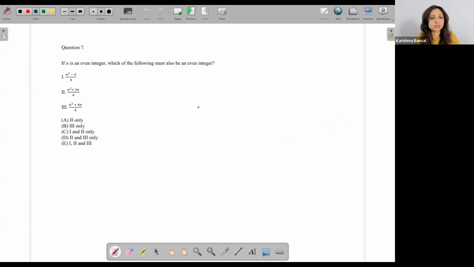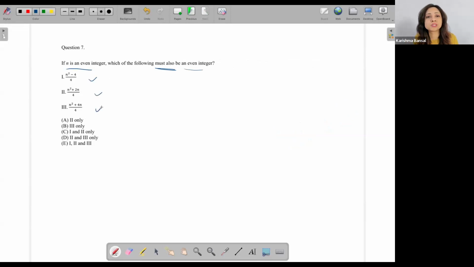So take a look at this one. If n is an even integer, which of the following must also be an even integer? Yeah, so it's a "must be true" kind of question. I have three of these statements.